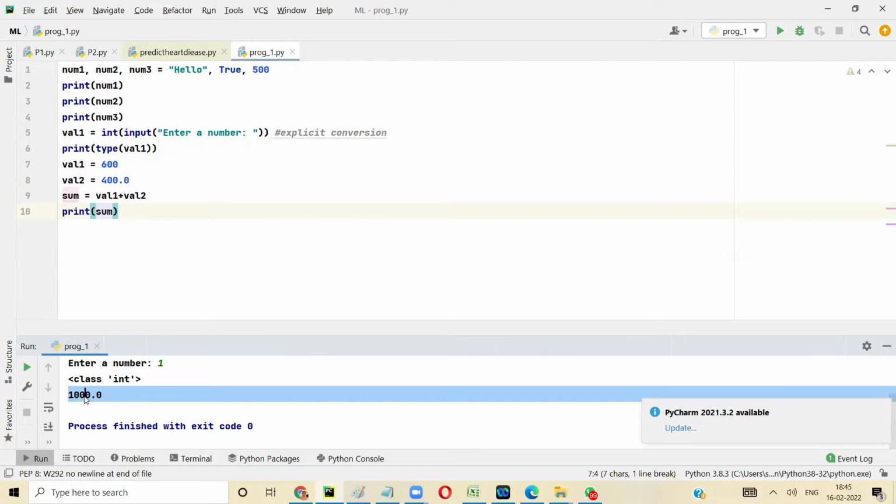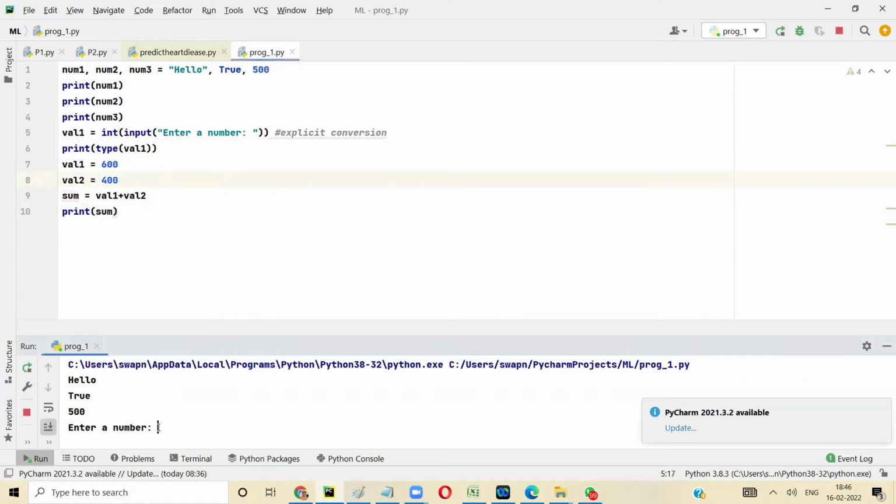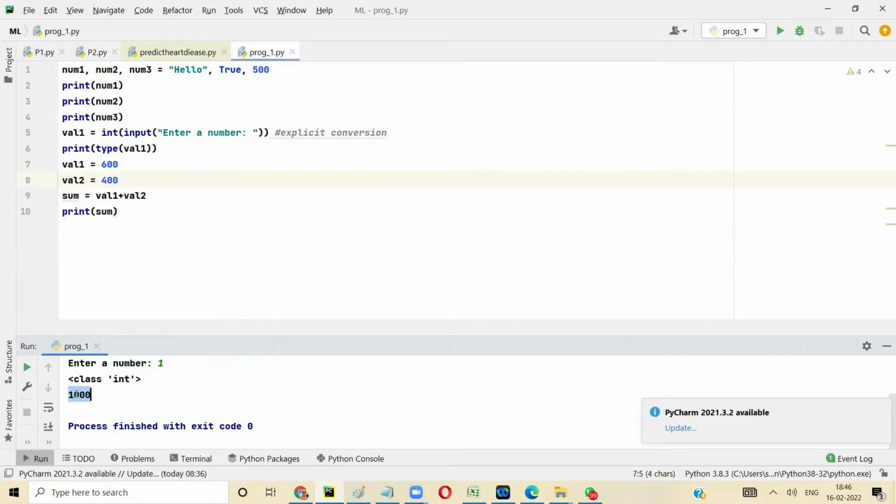Why float? Because val1 is integer, but val2 is float. Val2 is a float, so it is converting val1 also into float. Now, if I don't give the .0, then the sum will be integer. See, it is integer. But when I made it a float, this became float. So this is called implicit conversion.